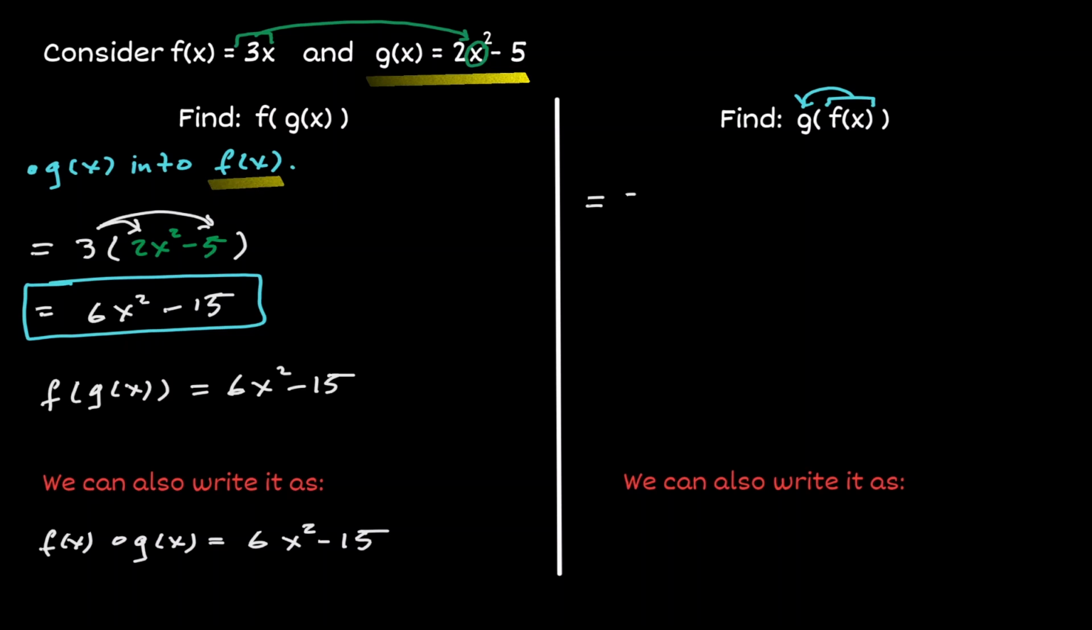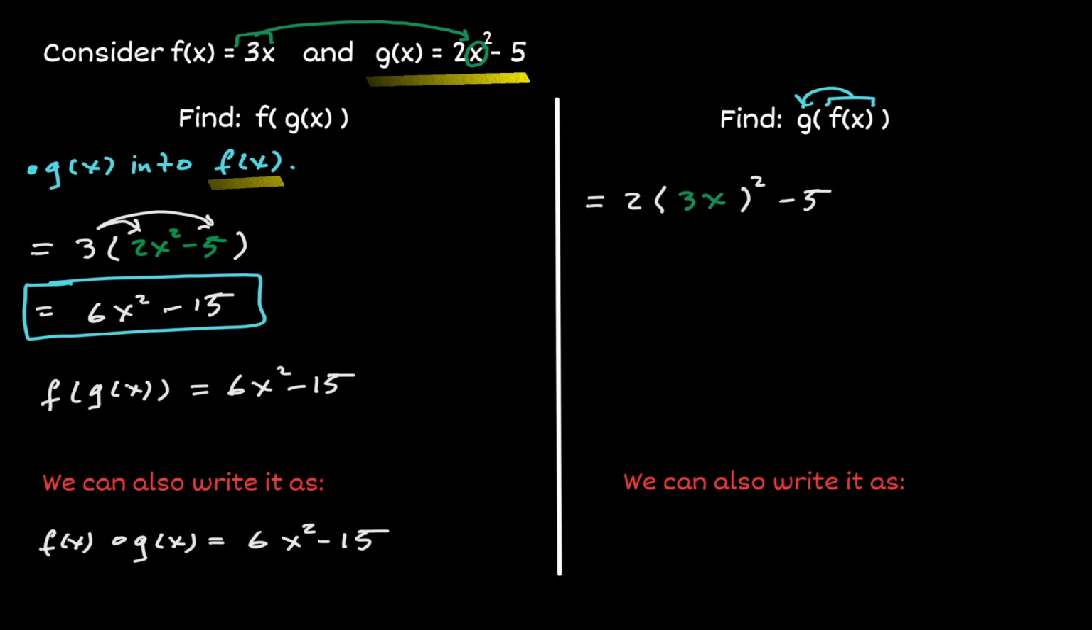And now we're going to have 2, but instead of writing x, we're going to write 3x. We are substituting, and then we're going to have squared minus 5. Convince yourself that this expression that we have here is the same as the function g of x, but we are substituting 3x into the only variable of g.